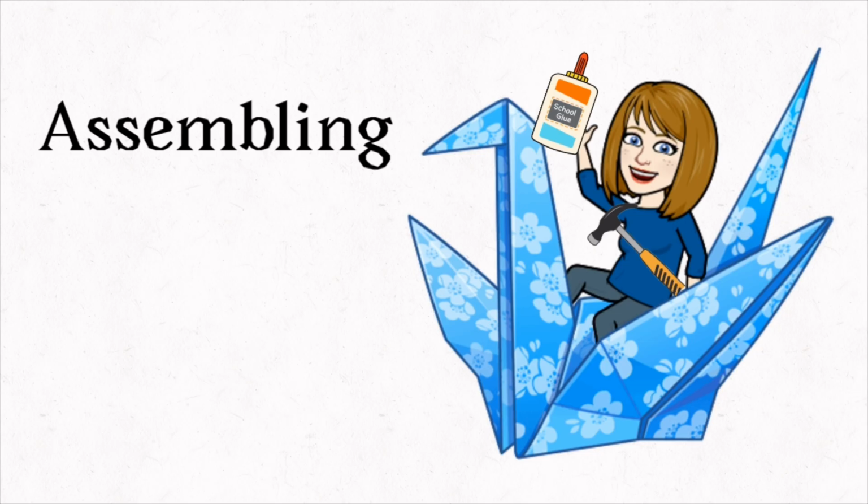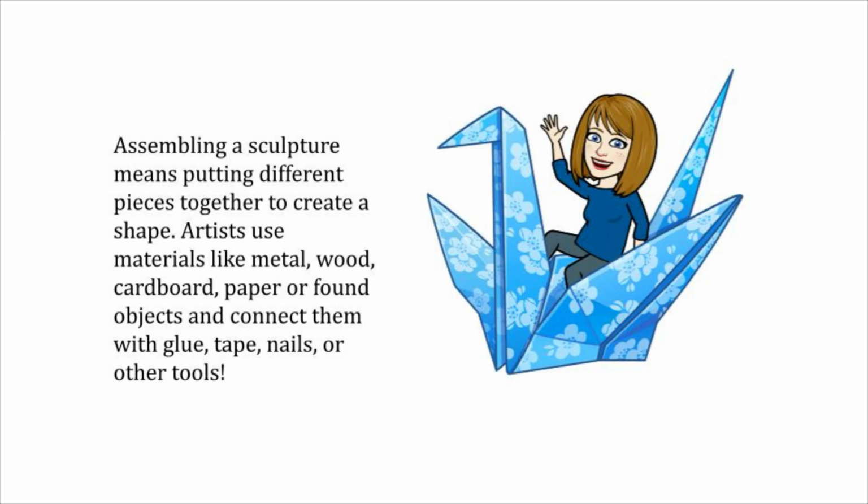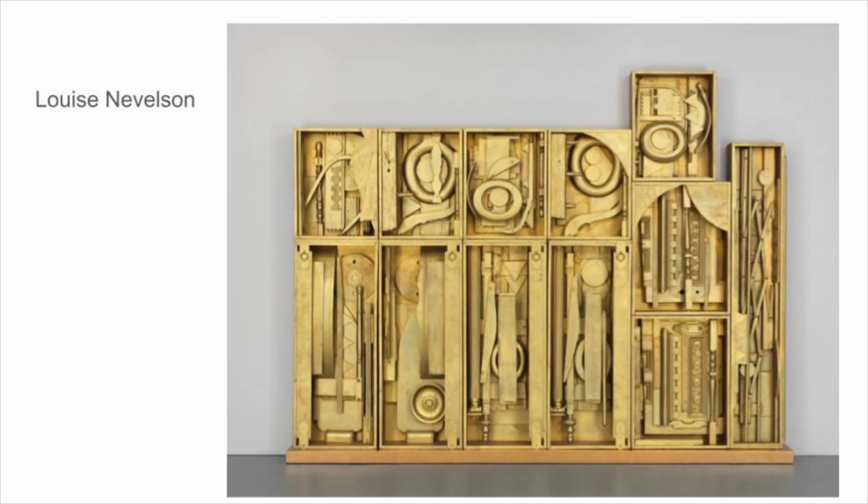The next technique we're going to talk about is assembling. Now, assembling is when you take different items and you put them together. Artists use materials like metal or wood, cardboard, paper, or found objects and connect them all with glue or tape or nails. Louise Nevelson is one of those artists.